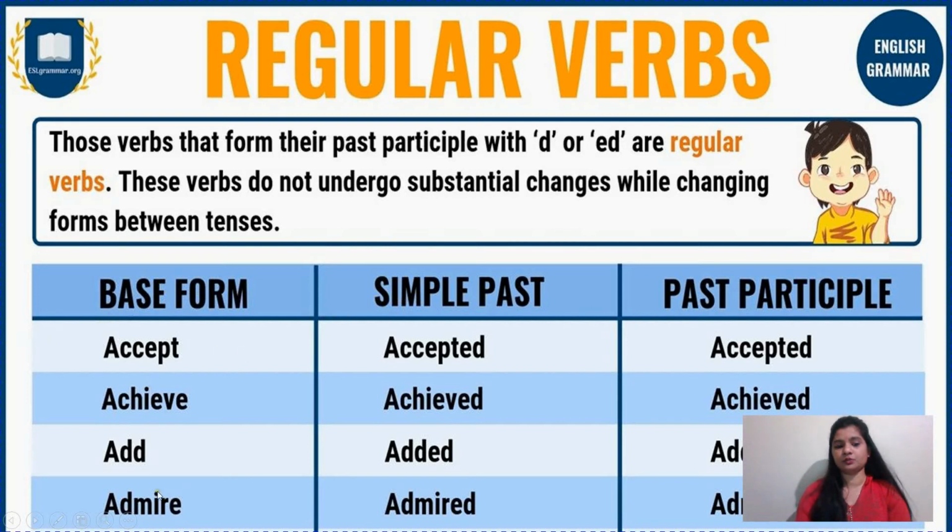So just look at these words, children. When you change the base form, the root form of the verb, into simple past and past participle, you only have to add ed, and both will be the same. Simple past and past participle will be the same. Like accept, accepted, accepted, achieve, achieved, achieved, add, added, added, admire, admired, admired. Sorry, it should be admired only, not admirer.